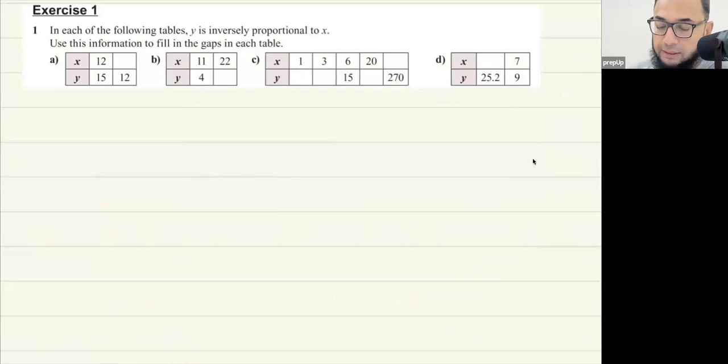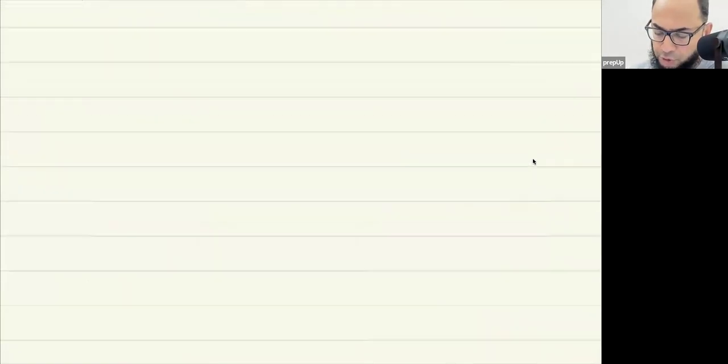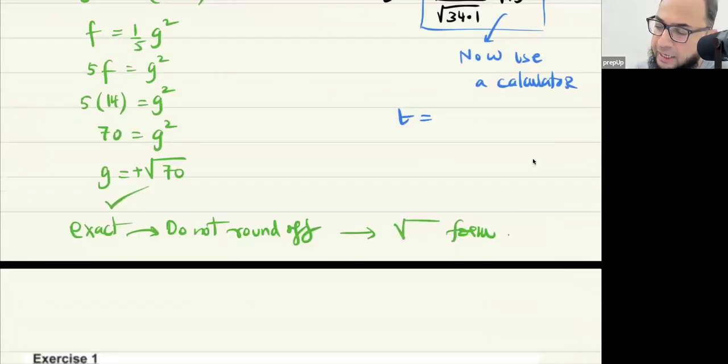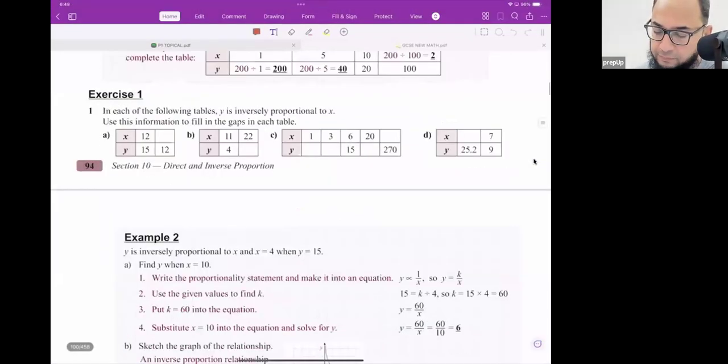So now we are starting. I think I missed out something. This is question 1, and I think I need to add a page more. That is, I think, this one.